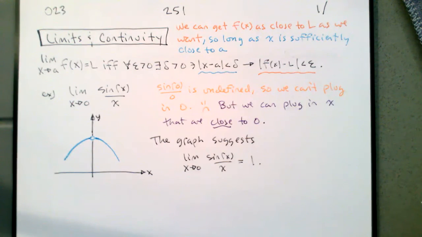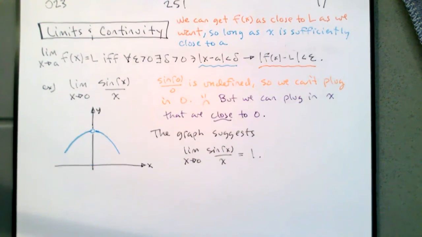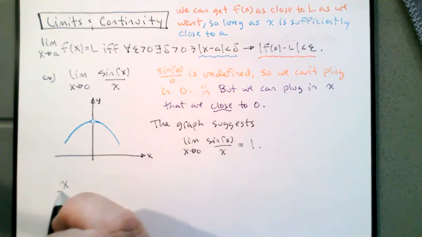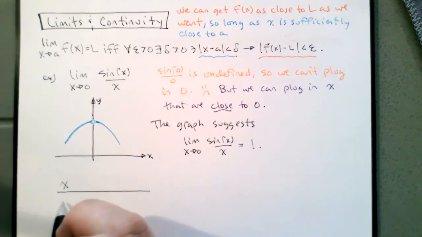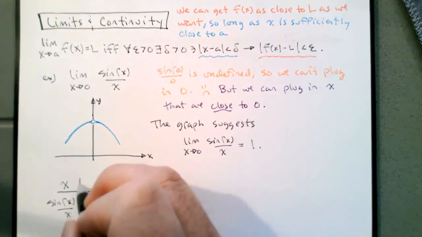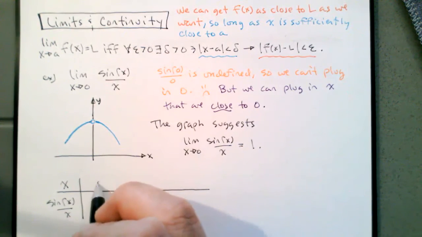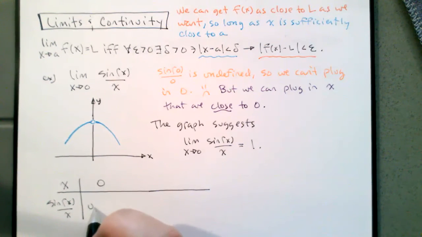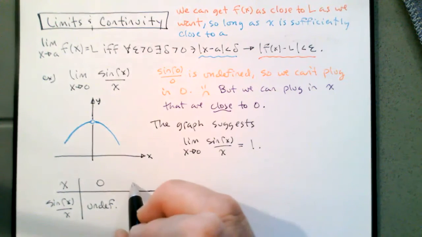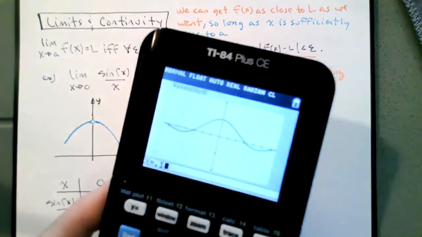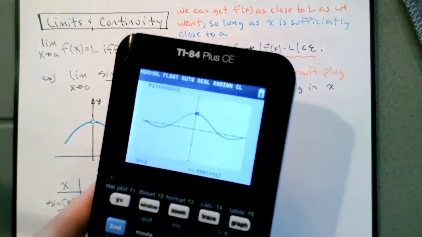This is just plugging in values that are close to 0. So if I made a table of values, instead of looking at my graph in picture form, we know that when we plug in 0, the graph is undefined. But then we're just plugging in values that are close to 0. So when we plugged in 0.1, we got 0.99833.